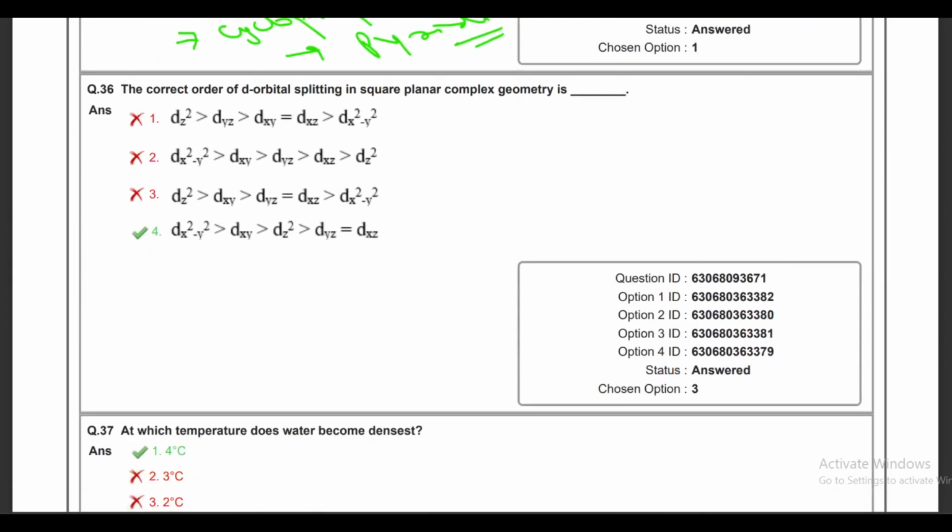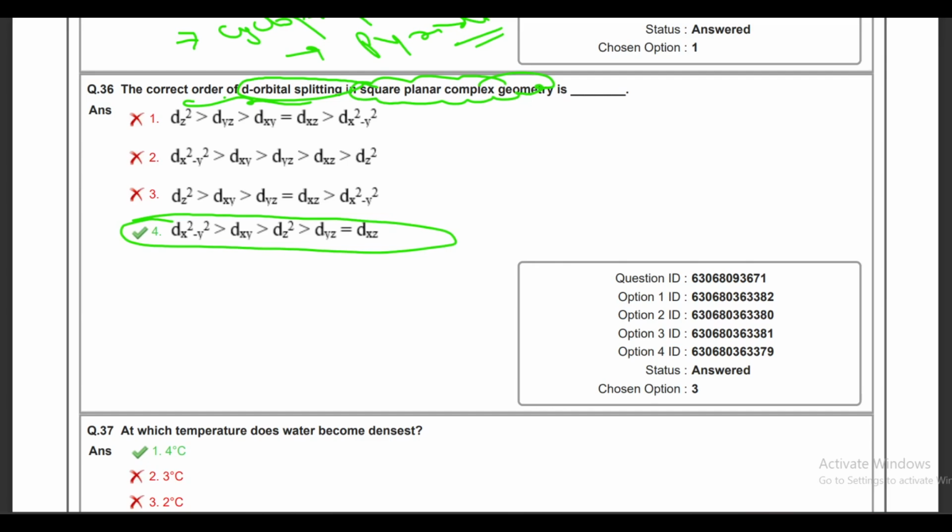In the next question, they are providing you 4 orders and you have to tick one option as a correct answer for the correct order of d orbital splitting in square planar complex geometry. Clear? So the correct answer is fourth.